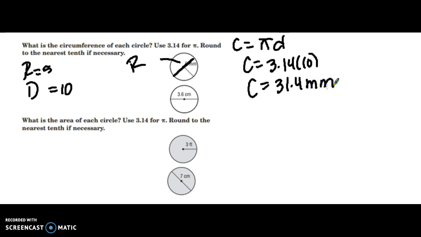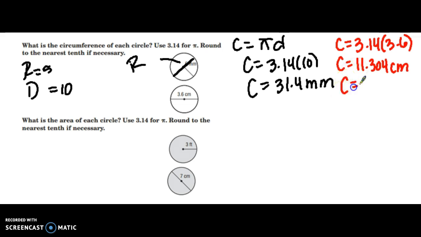millimeters. For number 2, the diameter is 3.6. That is the diameter, so I just plug in 3.14 times 3.6. And that gives us 11.304, or 11.3 if you round it to the nearest tenth, centimeters. It says round to the nearest tenth, so that should be 11.3 centimeters. Alright, next one.